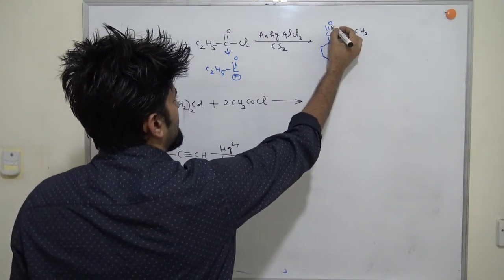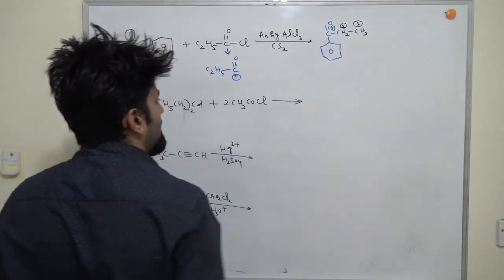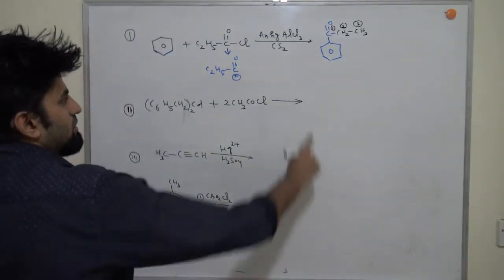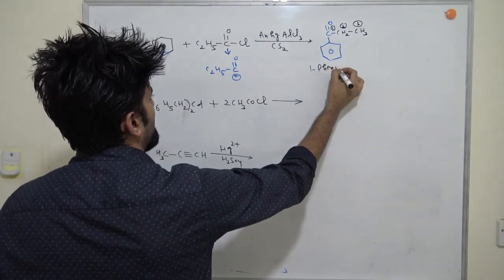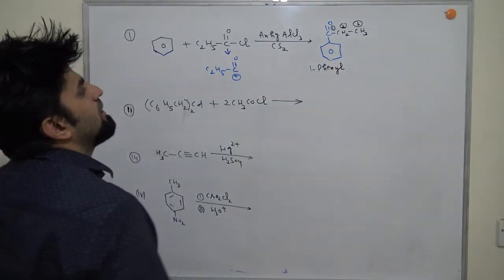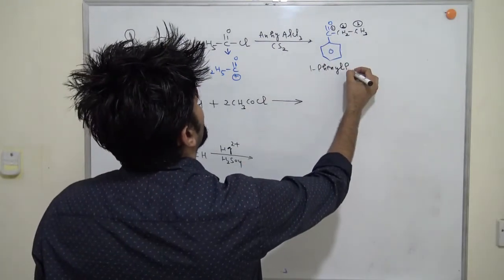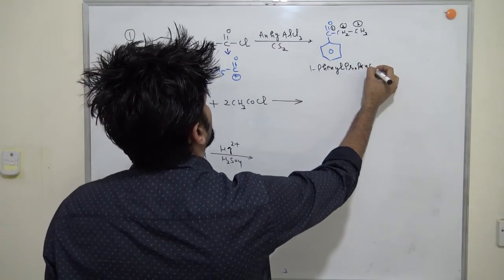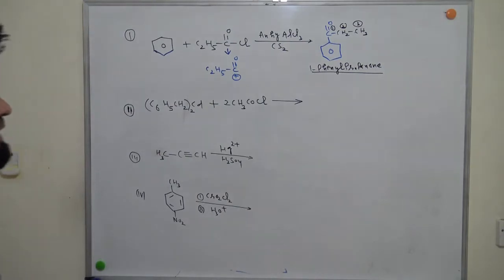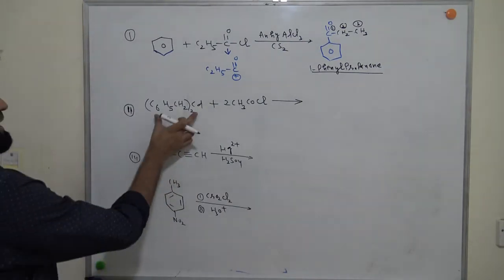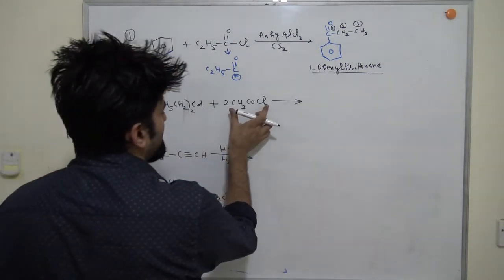What does it contain? A functional group. So we will number the open chain no matter how many carbons it has. Now it is phenyl, right? So what we will have: 1-phenyl propanone. 1-phenyl propanone. Right guys? Okay, then we have dialkyl cadmium and CH3COCl.